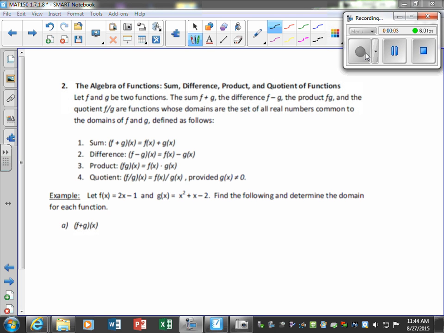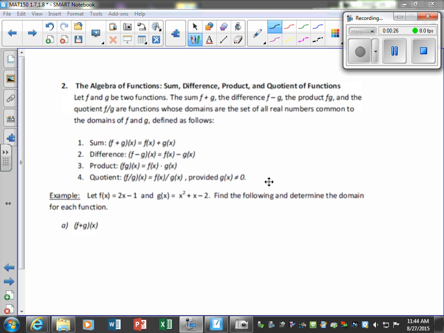Okay, we pick up here with the algebra of functions. We're basically going to be looking at sum, difference, product, which is multiplication, and quotient, which is the division of functions. And they're defined here. So basically, if you have (f plus g) of x, it's equivalent to the f of x function added to the g of x function.